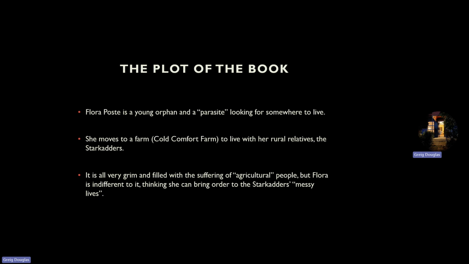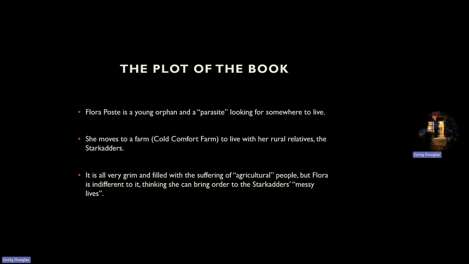Their name is the Starkadders. The Starkadders live this very grim, depressing, difficult agricultural life. They are people of the earth. They farm. They're uneducated, and they endure all of this great perceived suffering.